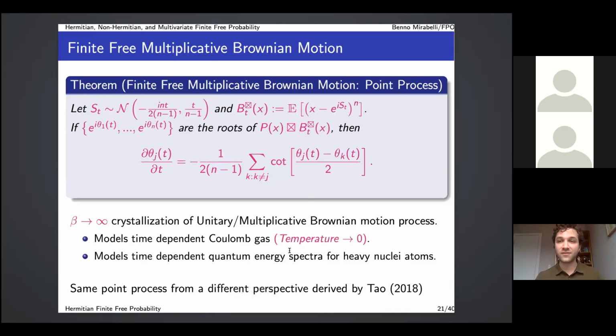Just as we did with the additive convolution, we can now define a multiplicative finite free Brownian motion polynomial, and start with any other polynomial p of x, where its roots are e to the i theta 1 to e to the i theta n. I could have written it as lambda 1 to lambda n. It just looks nicer in this form. And then Brownian motion on these roots is how they evolve as I convolve with this finite free multiplicative Brownian motion operator. And I get the differential point process on these roots.